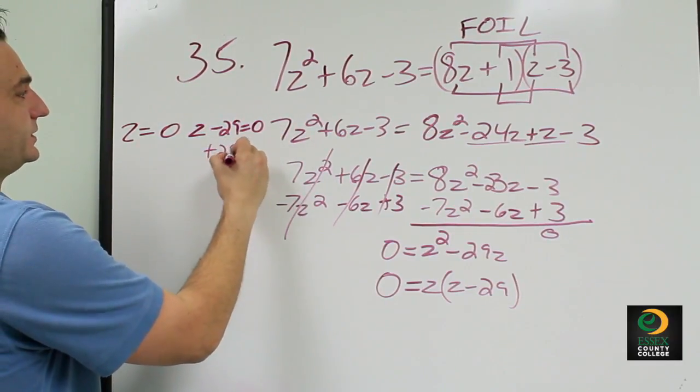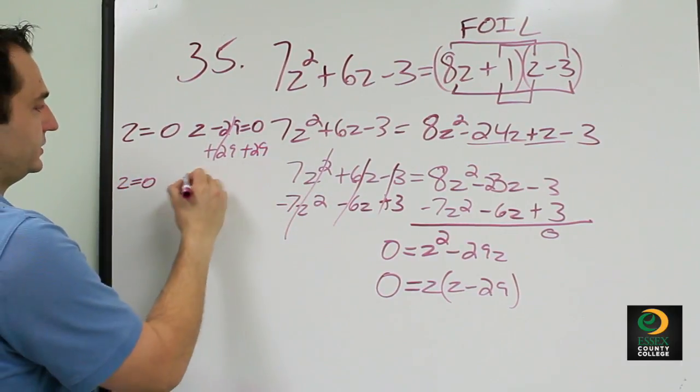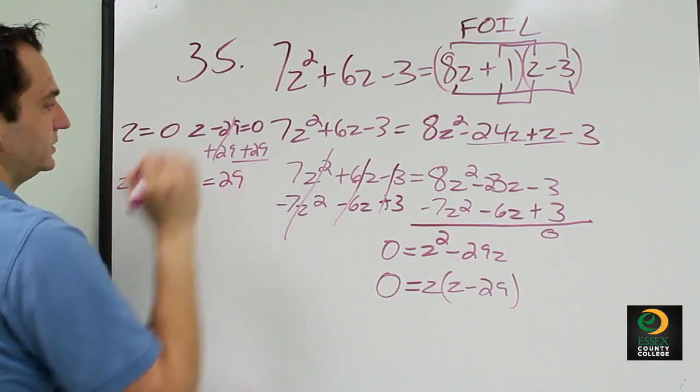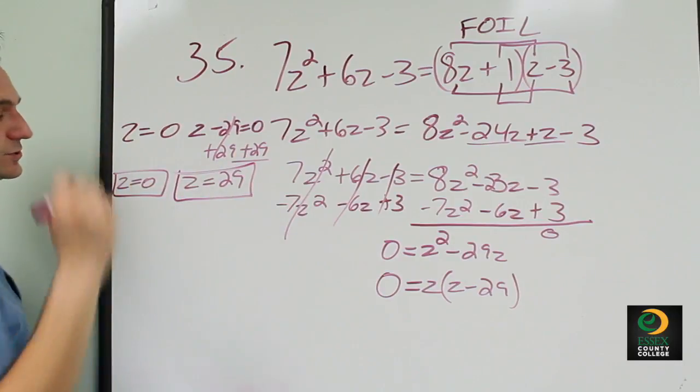We're going to add 29 to both sides. So we're left with z equals 0 over here, and z equals 29. So your answers for 35 are z equals 0 and z equals 29.